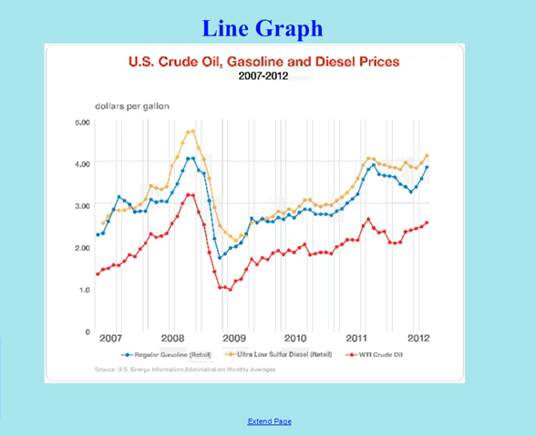In 2009, we reached a relative low mark, but then gradually from 2009 until 2012, crude oil, gasoline, and diesel prices have steadily increased. This is good use of a line graph showing the trends over time of these expenses.